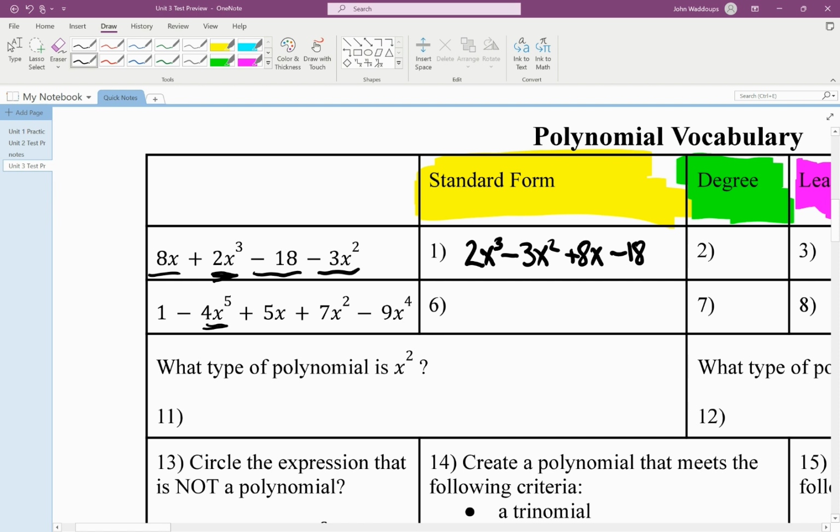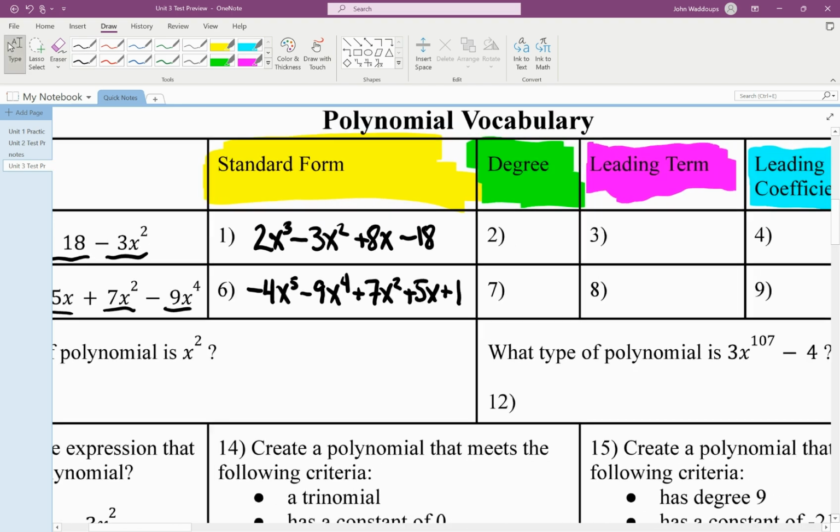This one has a 5 as the exponent, so that would be minus 4x to the 5th minus 9x to the 4th. There's no third exponent, so we skip that and go to the 7x squared, so we say plus 7x squared. Then plus 5x, and then finally plus 1.